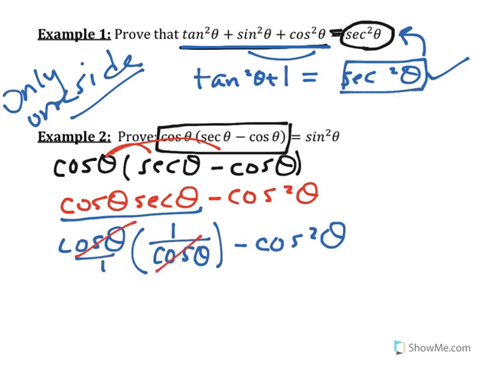Well, at this point, you know they're going to cancel. But do not lose your 1. You need that 1. So I'll have 1 minus cosine squared. And guess what? What is that equal to? Just sine squared.